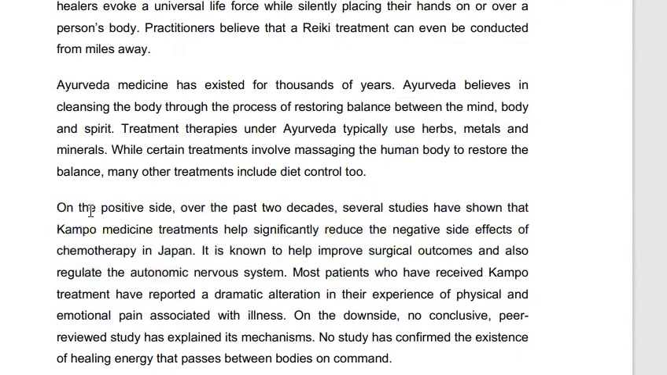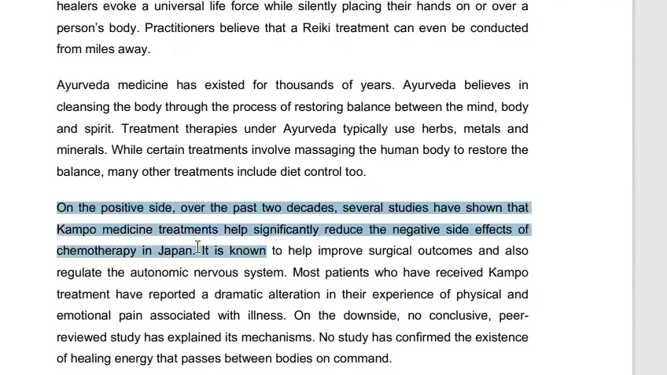So it is saying, on the positive side, over the past 2 decades, several studies have shown that Campo medicine treatments help significantly reduce the negative side effects of chemotherapy in Japan. So in this sentence, it is mentioning that Campo medicine treatments help in reducing or lessening the side effects of chemotherapy in Japan. But we have to read if it can regulate the autonomic nervous system. So we will read ahead.